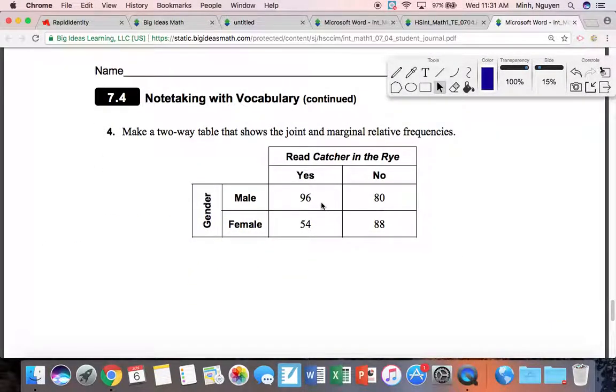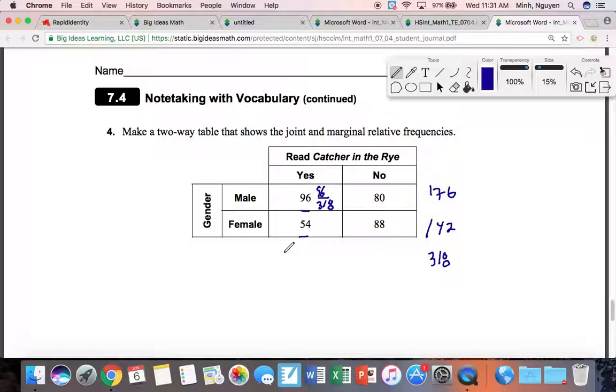Show the joint and marginal relative frequencies. So really this just means find the total and then divide everything by the total. So like 96 divided by whatever. Let's see. 96 plus 80, 176. 54 plus 88. 50 plus 80 is 130. 130 plus 12 is 142. Let's see. 200, 310, 318. So you take all these numbers and you just divide it by 318. Each joint frequency and marginal frequency.